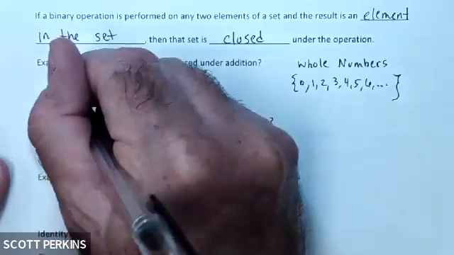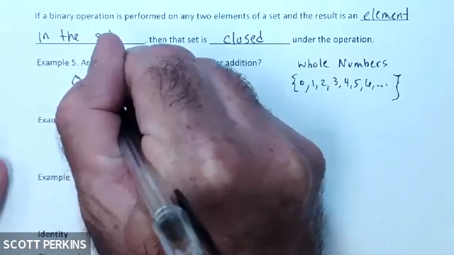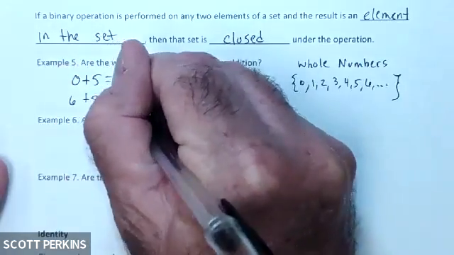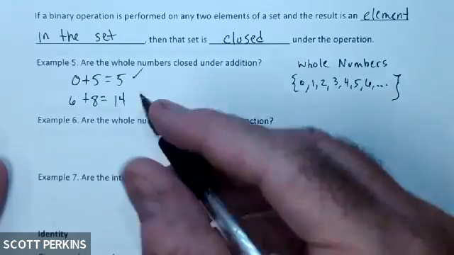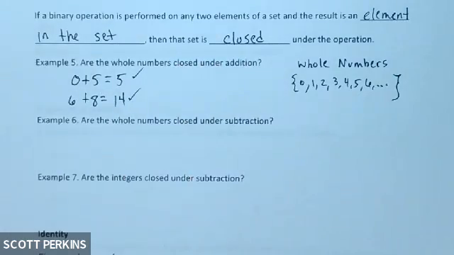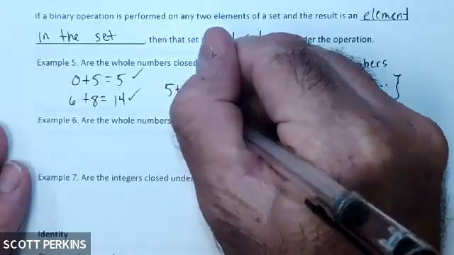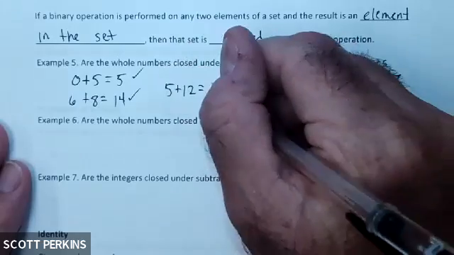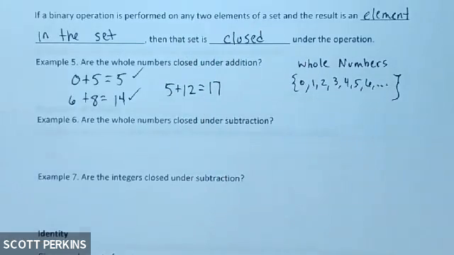Okay, 6 plus 8. 6 is a whole number, plus 8 is a whole number. 6 plus 8 is 14. Is 14 a whole number? Yes. Let's do one more, and then you're going to give me your hypothesis. Give me another pair of whole numbers. What do you got? 5 and 12. Lovely. 5 plus 12 is 17. Is 17 a whole number?